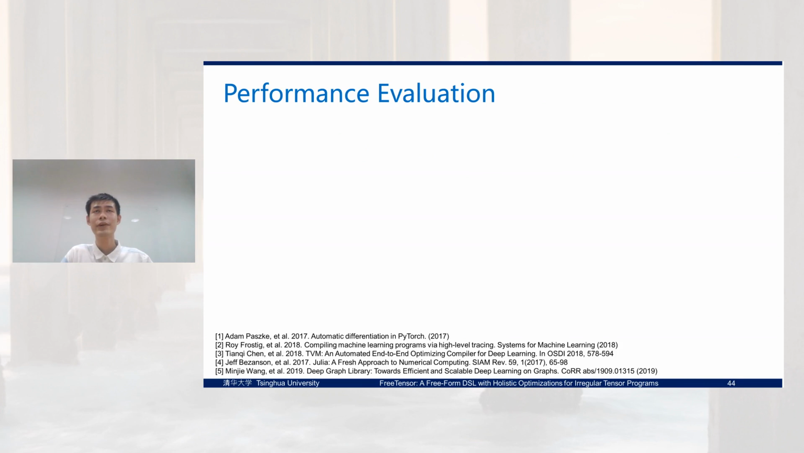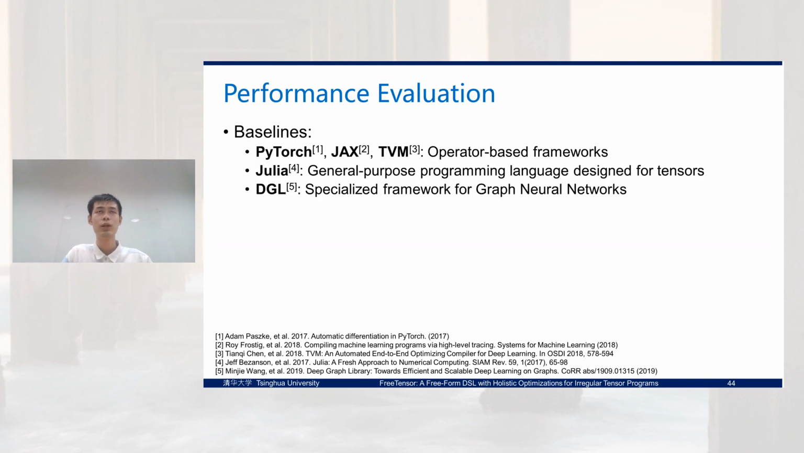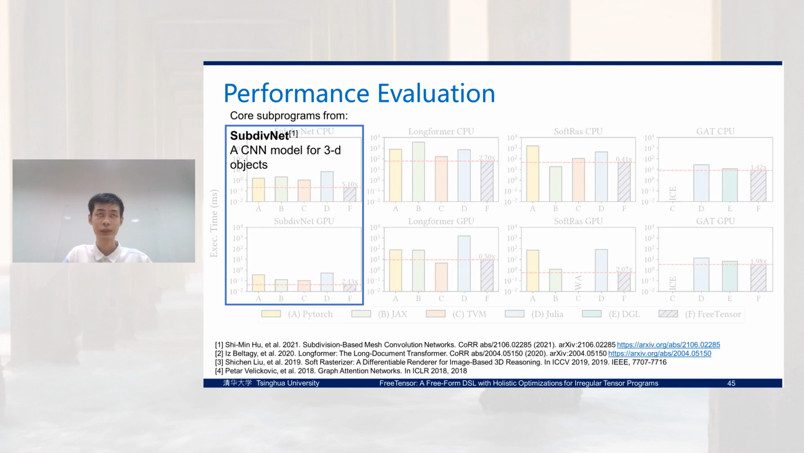Finally, we evaluate the performance of FreeTensor. We compare with 5 baselines. PyTorch, JAX, and TVM are operator-based frameworks. As described, they also provide some degree of customizability other than pure operators. Julia is a general-purpose programming language, which is mainly designed for tensor computations. DGL is a specialized framework for graph neural networks, which is one of our test cases.